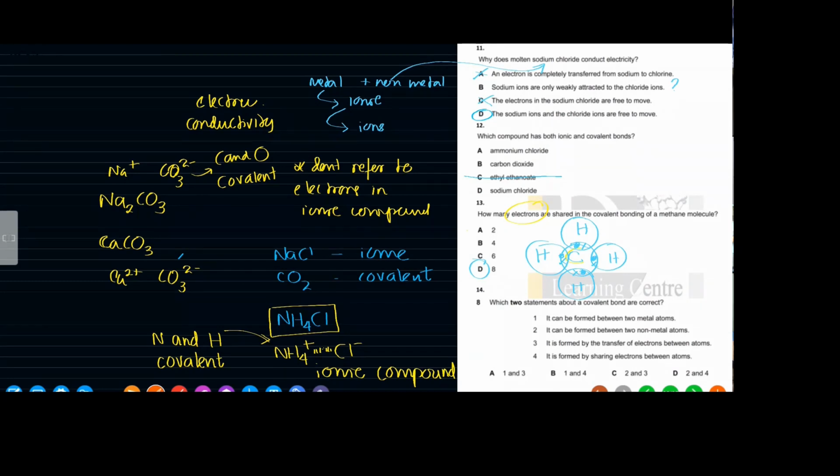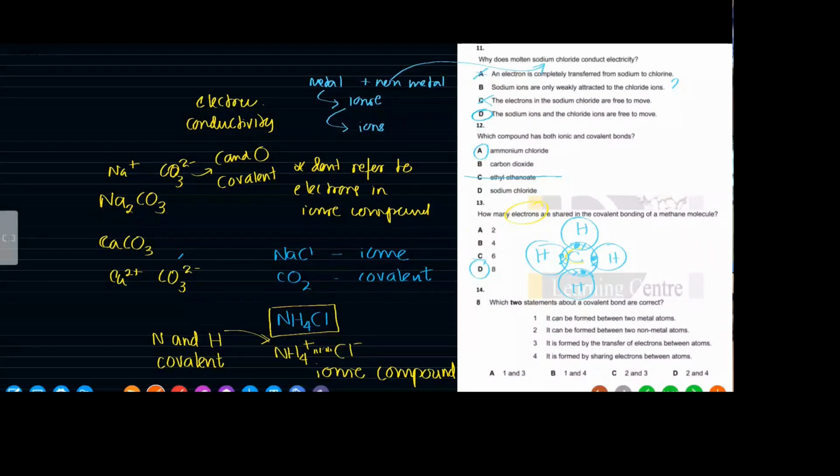Excuse me, sir. Sir, can you teach me that part again? The answer for the 12th one? The 12th one answer is A, right? Okay, sir. Methane molecule, you have 4 bonds. Each bond has 2 electrons. Altogether, there are 8 electrons. Right? There is nothing more to explain. You can see on the board in the diagram. Right? You have 8 electrons.